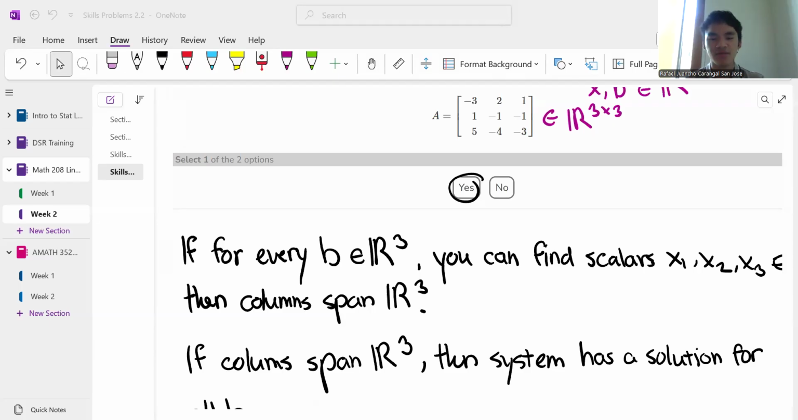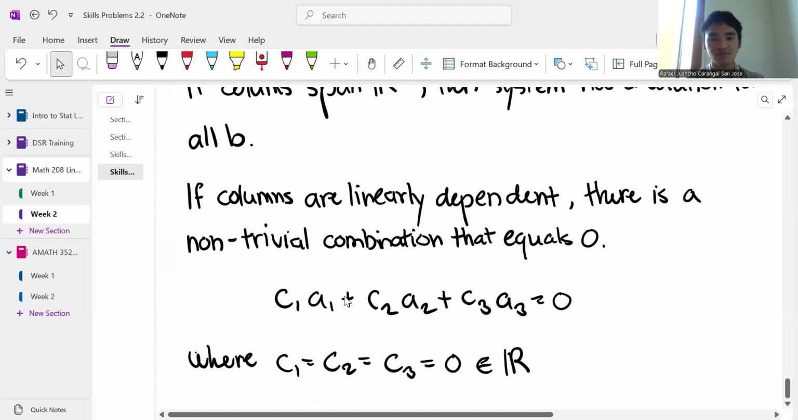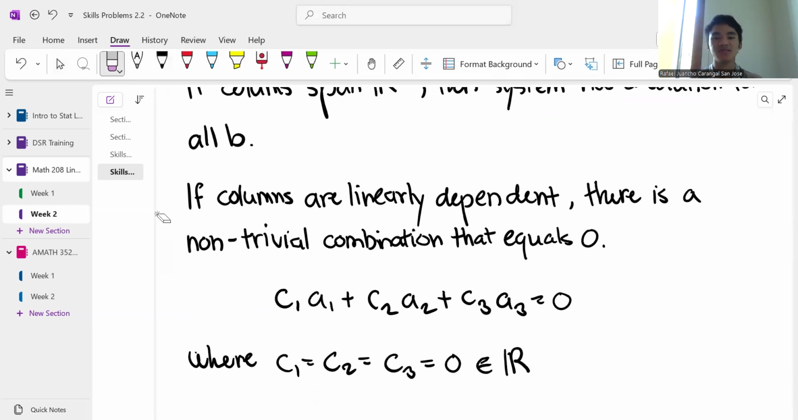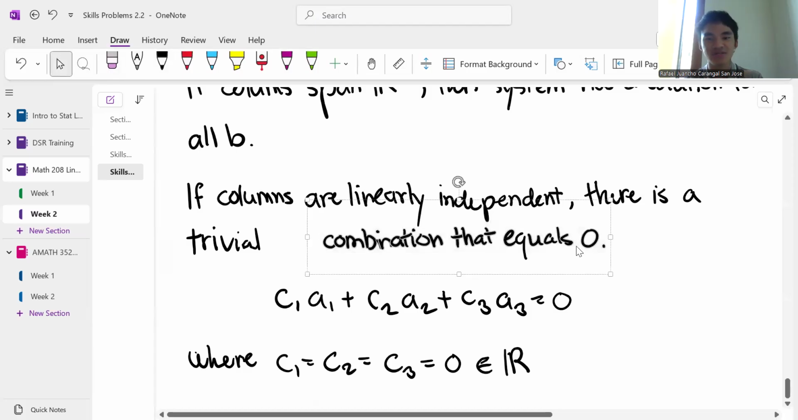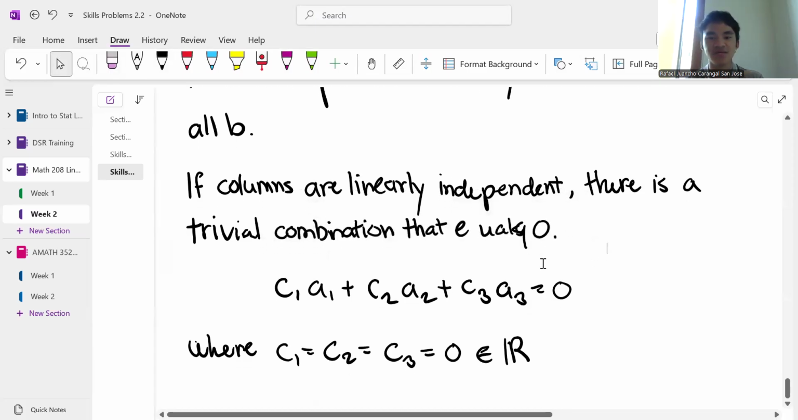Oh, wait, there is a non-trivial, if there is, whoops, my bad. Non-trivial means a hidden solution. It's independent. There is a trivial solution. When we say trivial, it's super obvious. I reversed it. But there's a trivial or an easy solution that's basically 0.